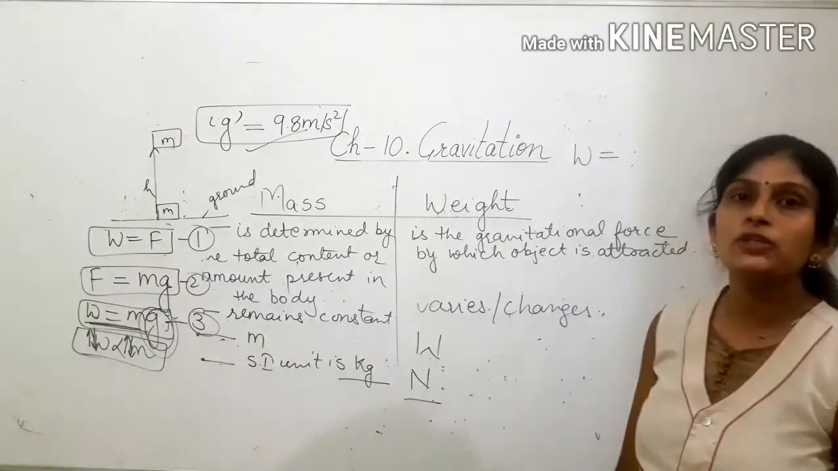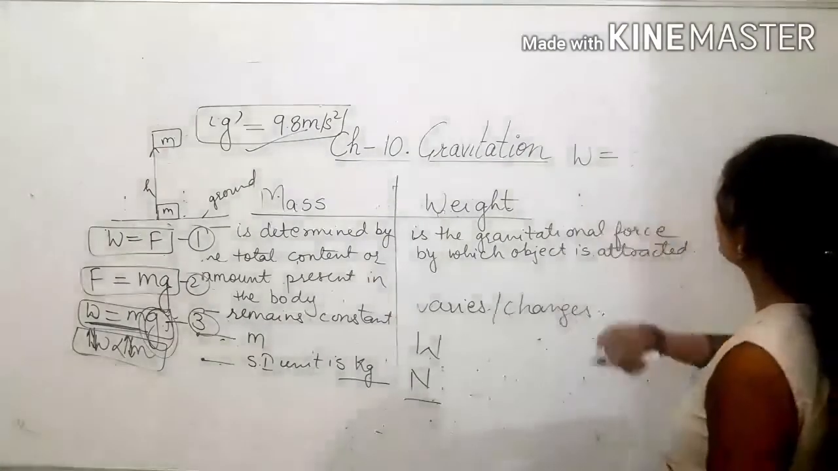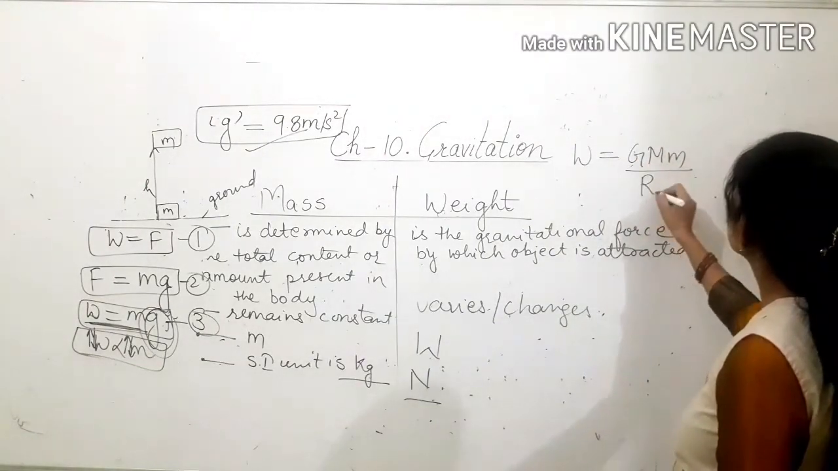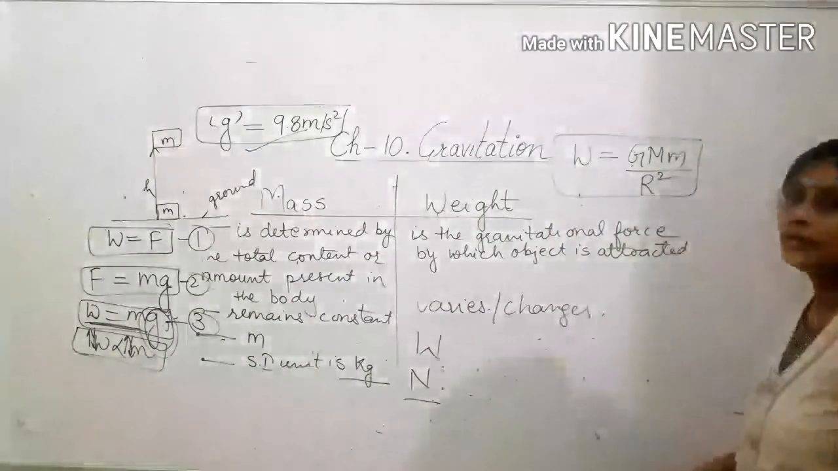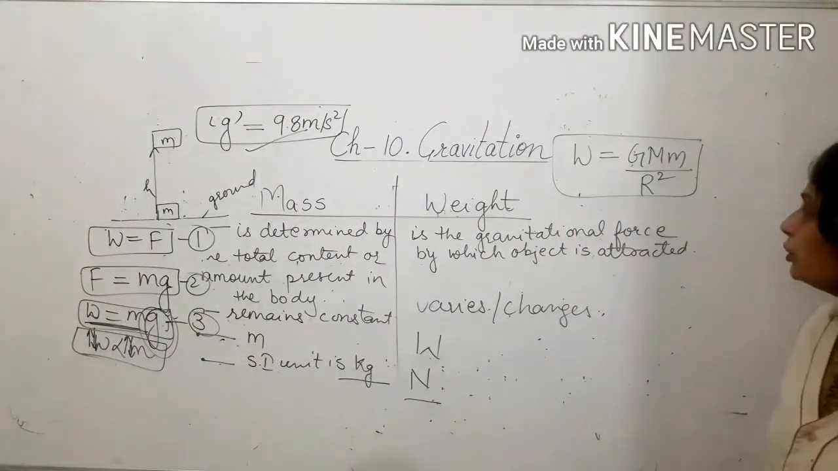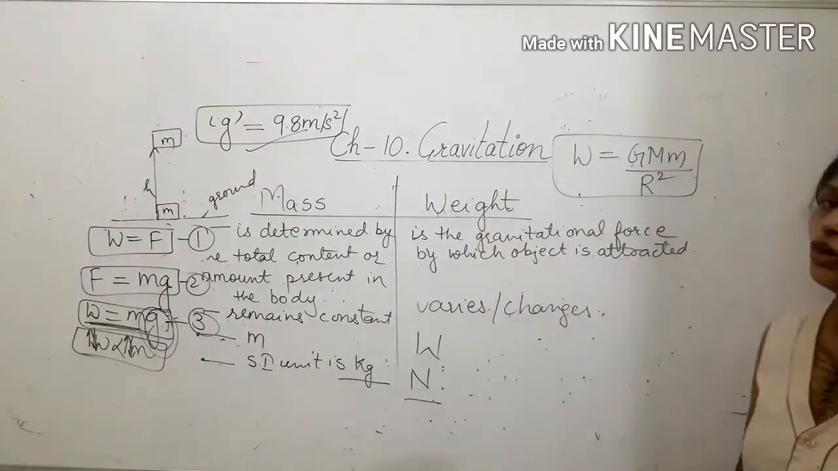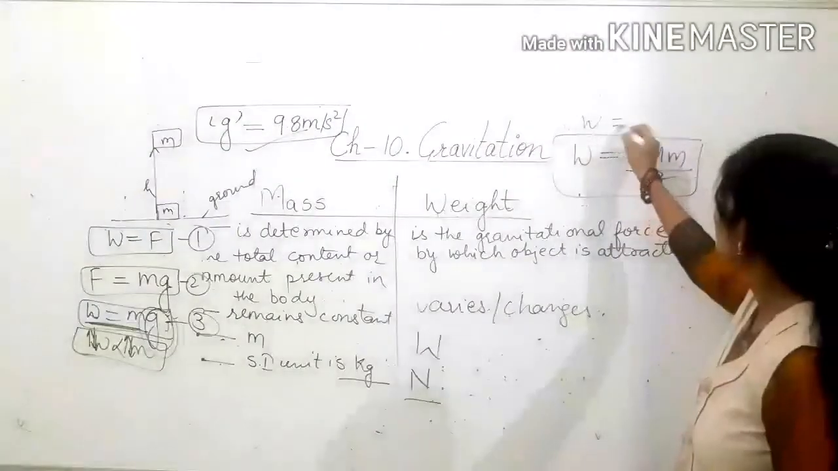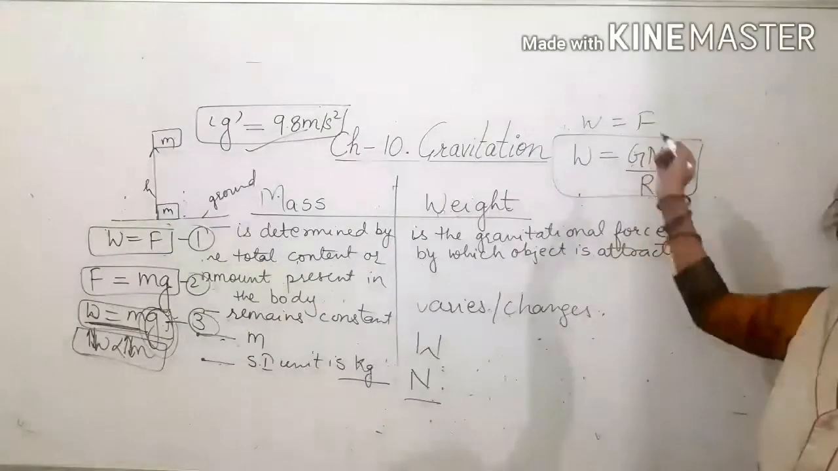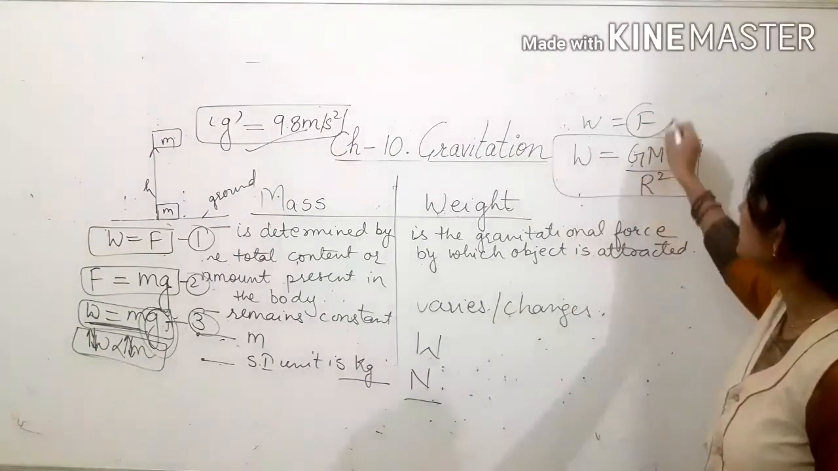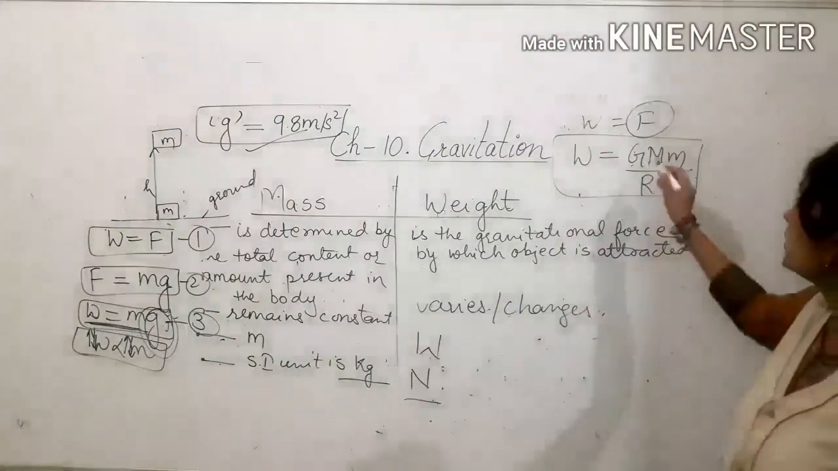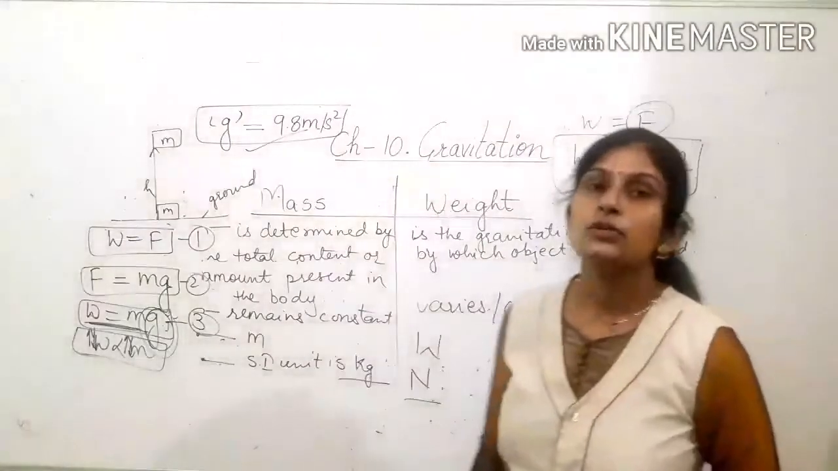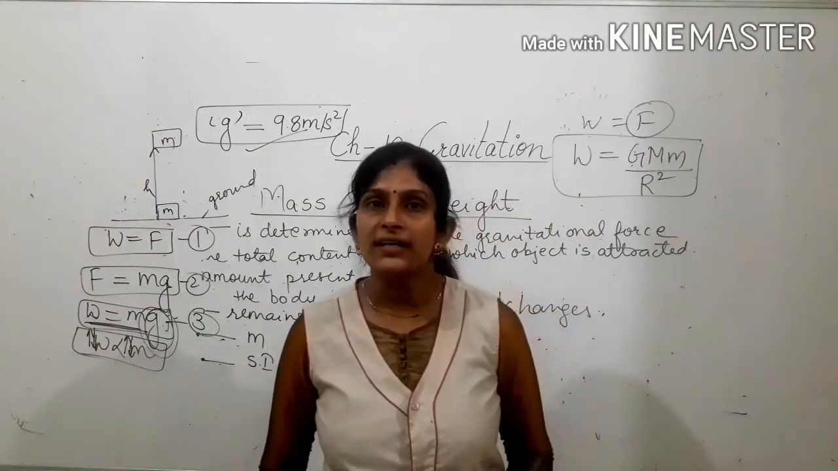Okay. Now there is one more formula of weight, that is W is equal to Gm into m upon r square. How is that? Because as I told you, weight is the gravitational force by which an object is attracted. So weight is equal to gravitational force. Then weight is equal to, what is the formula of gravitational force? This is Gm into m upon r square. Okay. So this is about mass and weight.